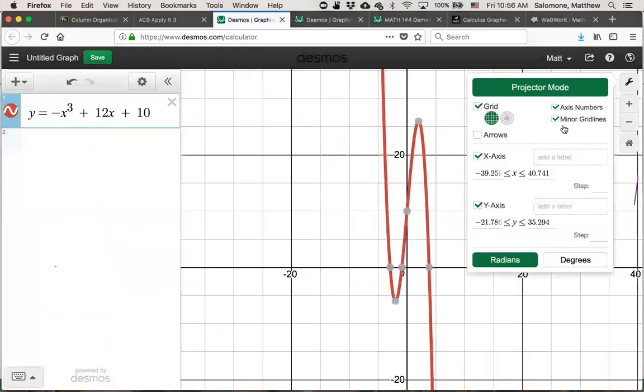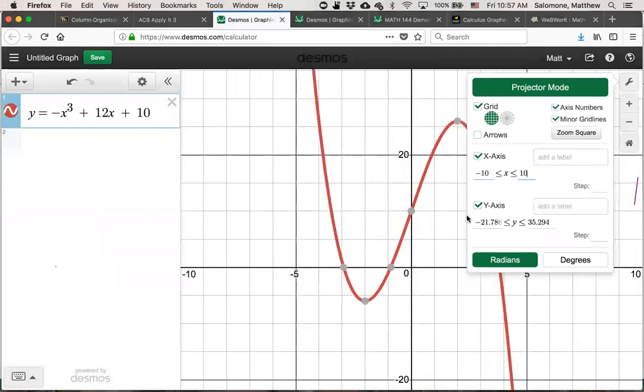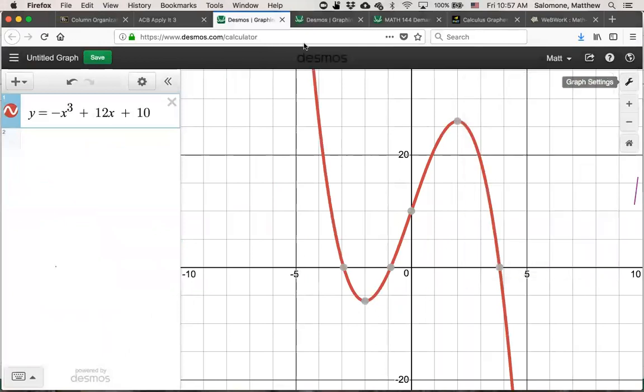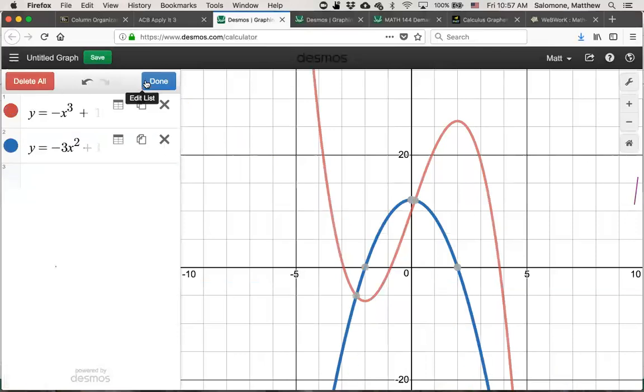Let me take a moment and just change my viewing window here just so we can see a little bit more detail. So I'm going to go -10 to 10 on the x-axis. Yeah, there we go. So let's graph the derivative function. We decided that was -3x squared plus 12. Graph that in purple because it aligns with the purple that we just used. All right, so here's a graph of the derivative.